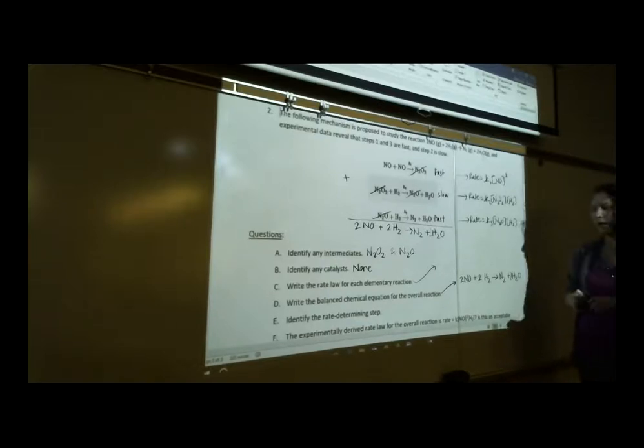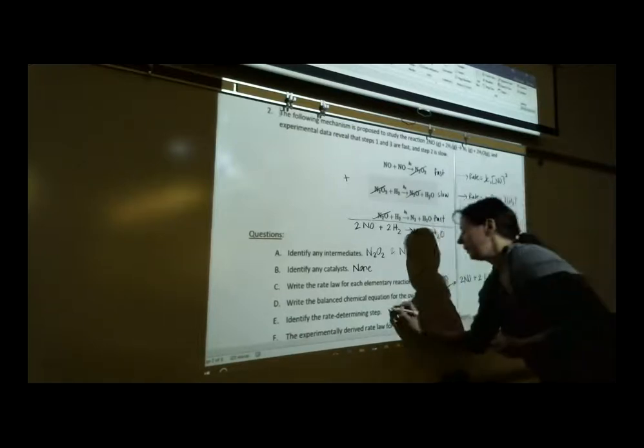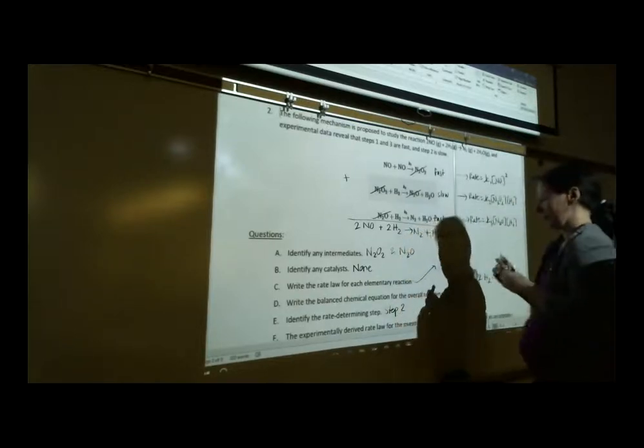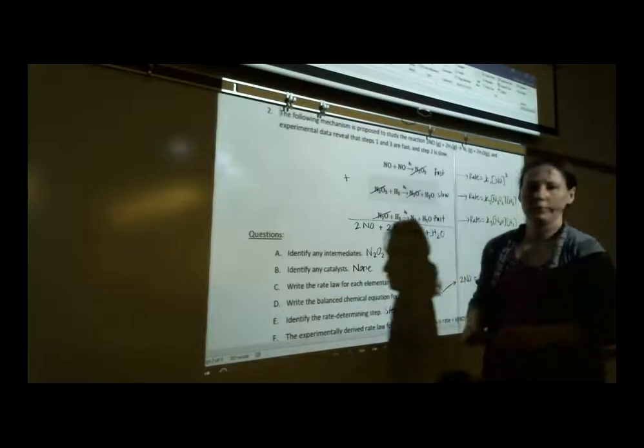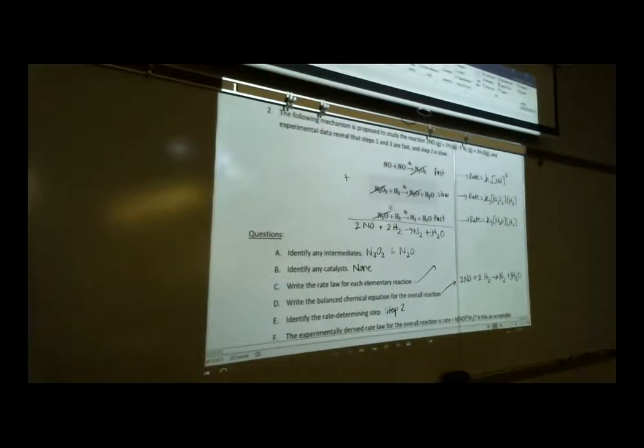All right, what's the rate determining step? Step 1, step 2, step 3, or I don't know. Step 2, right, is the slowest. Step 2. All right. Now this is kind of getting on my nerves, so I want to keep the mechanism here, but I want all these questions gone.